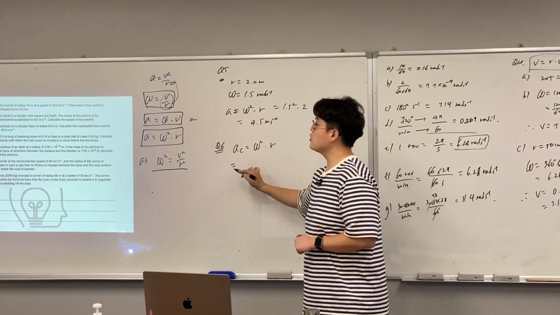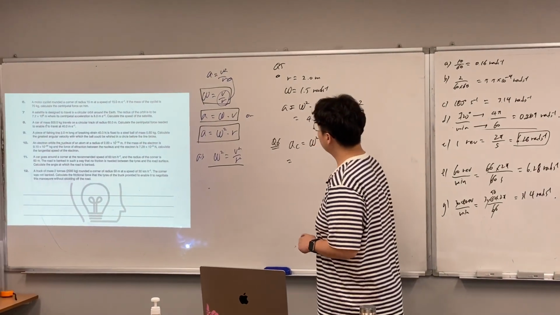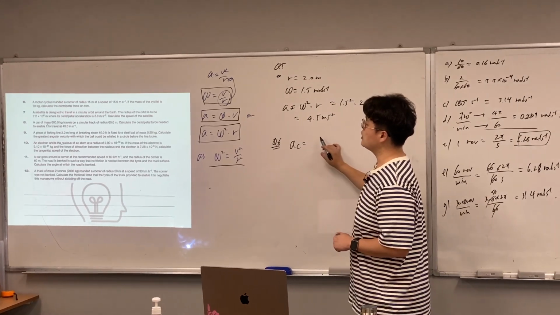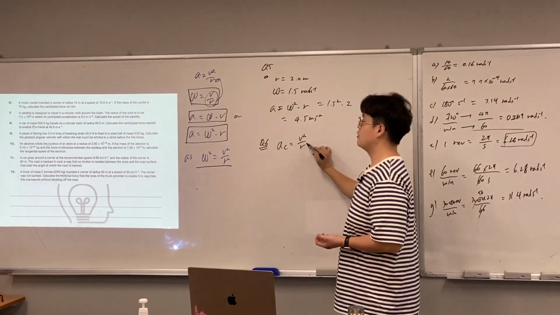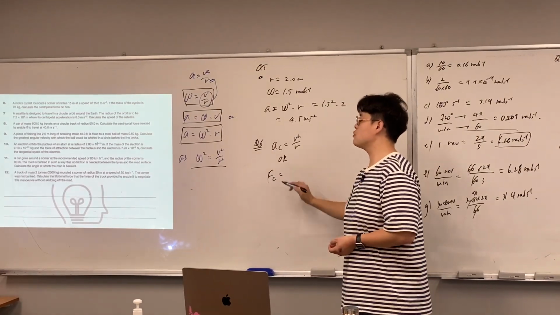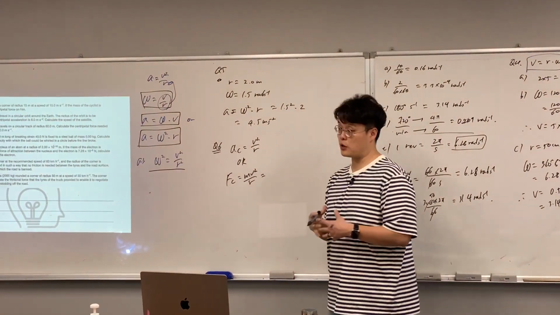But we're not given the angular velocity, are we? We don't. Sorry, we can just simply use v squared over r. That's it. Easy. Or we can just simply use F_c. The centripetal force is known to be m v squared over r straight away.